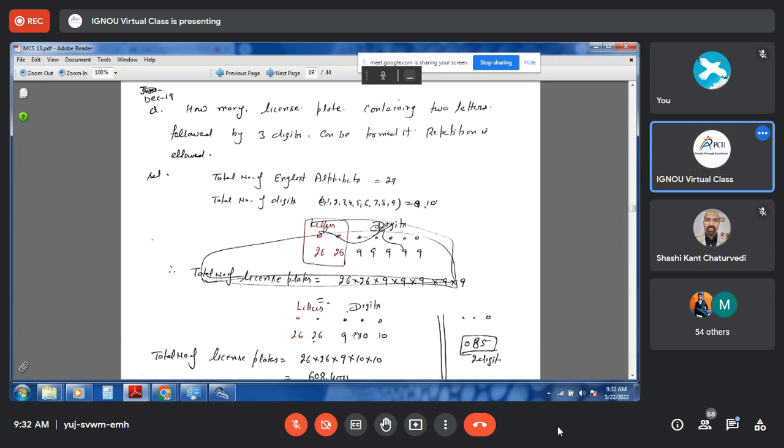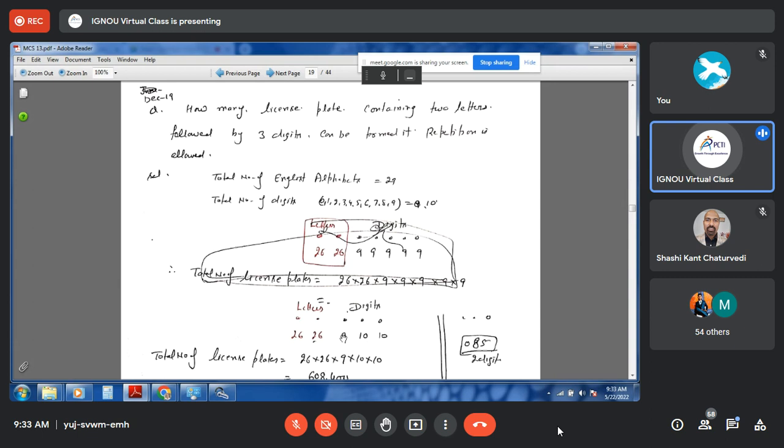For the 10th place, you have 10 options. So 0 can come here. For the unit place, again you have 10 options, because repetition is allowed.